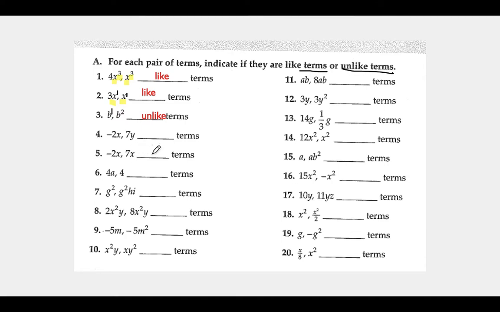Okay, number 4, it's obvious. I have two different variables. In this case, two different variables just mean that they're unlike terms.